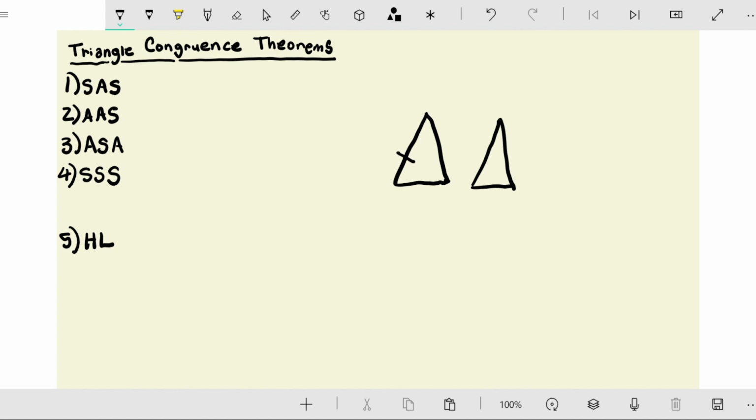So let's say that these 2 triangles, assuming that the 2 triangles are pointed in the same direction, have these 2 sides and these 2 sides congruent. And let's say that in between these 2 sides, even their angles are congruent. So we can say that SAS, or side, angle, side, and on the other triangle, the side, angle, side, are corresponding to each other. So we can say these 2 triangles are congruent by SAS.